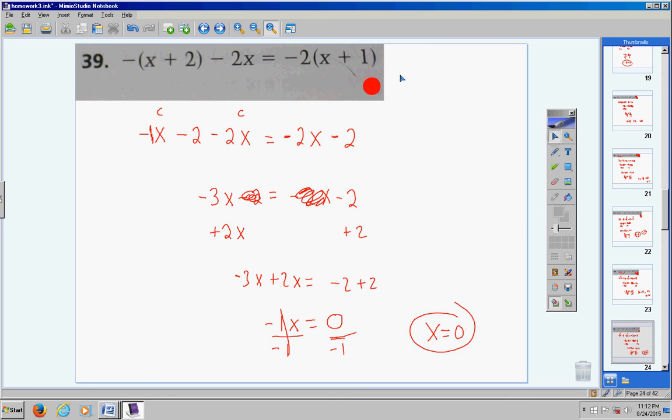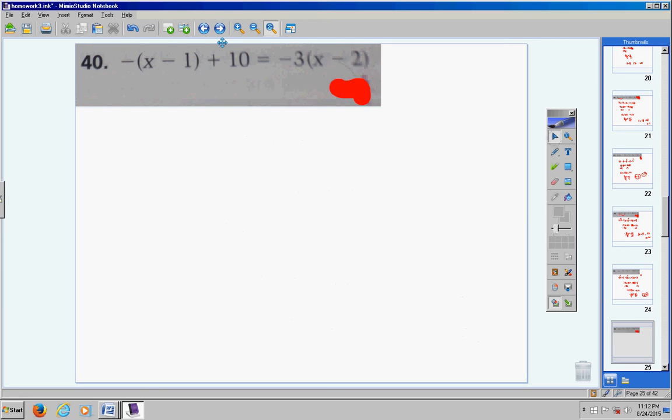Alright, moving on. Number 40. Okay, step 1, simplify both sides. So let's simplify the right side. Take your negative sign and multiply it through to get rid of the parentheses. Negative times a positive is negative. Negative times a negative is positive. Then bring down your positive 10. The negative does not get distributed to the 10 because the 10 is not in parentheses.